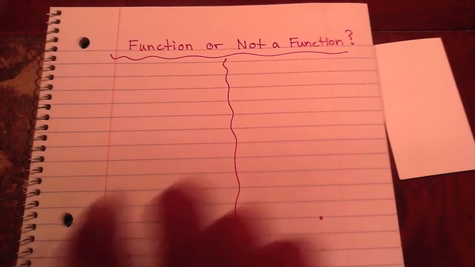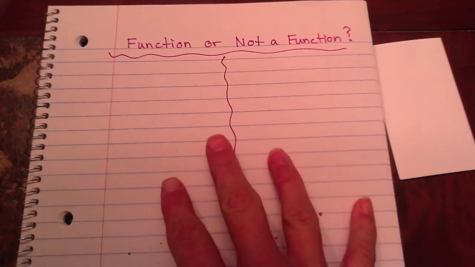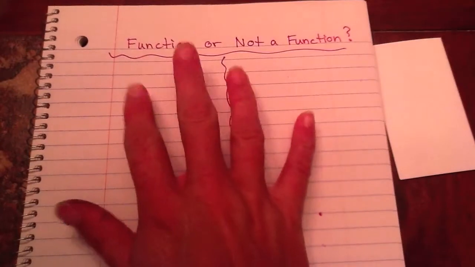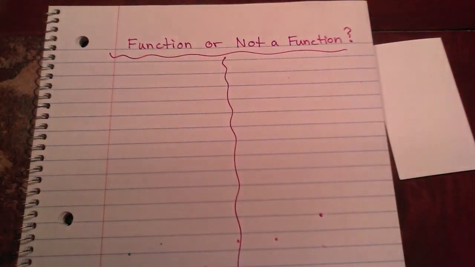Here's what we're going to do. I want you to take a blank piece of paper, the next page in your notes, unless you have a lot of room left on the page you're on, and I want you to write function on one side, not a function on the other side with a line down the middle. So do that right now.